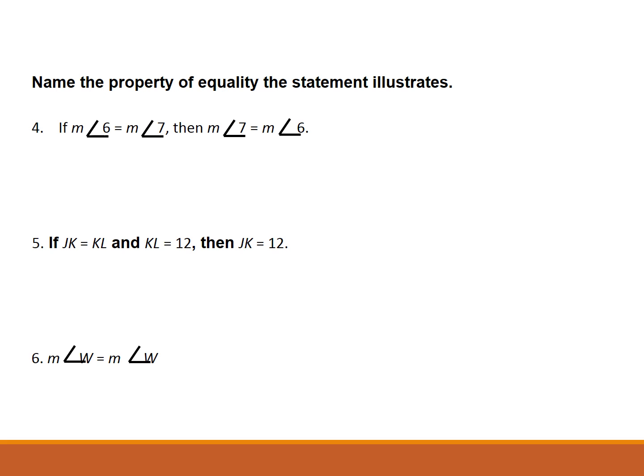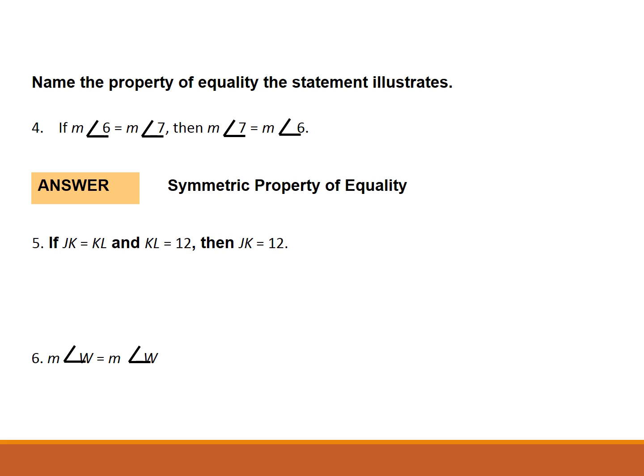Okay, so now you're going to try to name the properties of equality. So again, if you need to, pause. Okay, now notice the first one. We started out with angle 6 equals angle 7. Now notice what happened to the 7 and the 6. Which property is that? Symmetric.